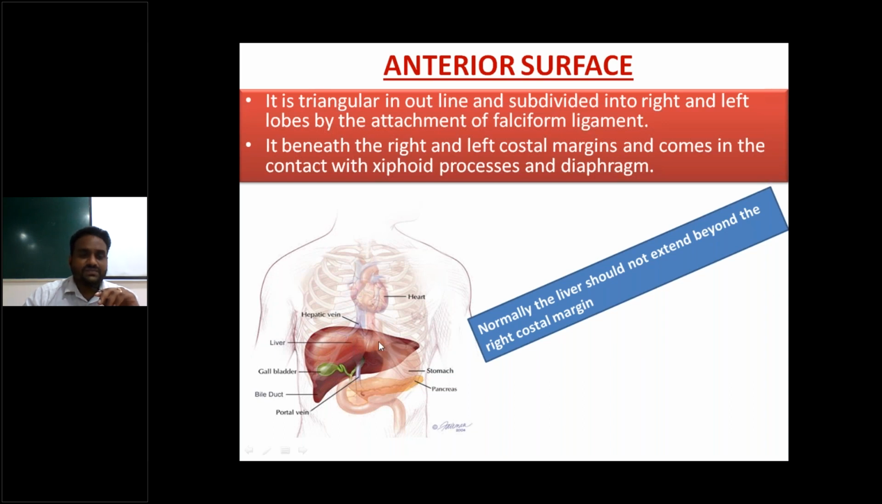So what is the importance of the anterior surface? Normally the liver should not extend beyond the right costal margin. If it extends beyond the right costal margin, that is an abnormal condition. That is called hepatomegaly, which means enlargement of the liver. So this is the anterior surface.